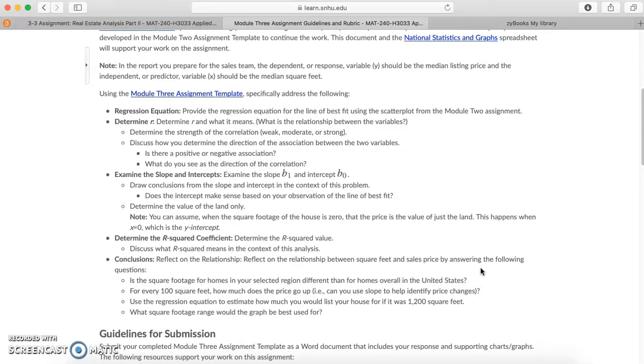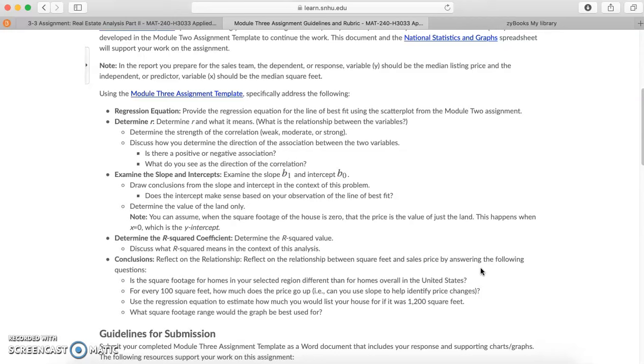Examine slope and intercepts and draw some conclusions about that. Determine the value of the land only. You can assume when the square footage of the house is 0 that the price is the value of just the land. So that's telling you, when X is 0, what's the Y-intercept. In other words, when it says determine the value of the land only, that's telling you what the intercept is and how to interpret the intercept.